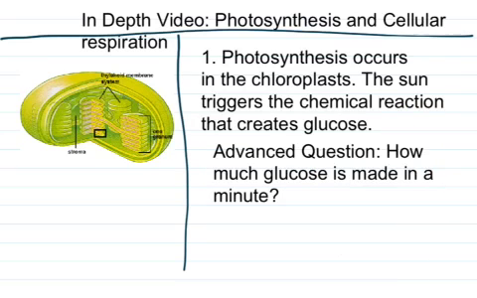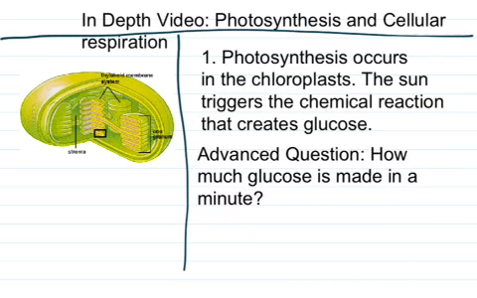What I want you to do is create an advanced question for each point you see today. My question here is, how much glucose is made in a leaf of a plant every minute, or inside of a chloroplast of each plant every minute? That's the kind of question that shows you're thinking about what you're writing, not just copying. Make sure you create an advanced question for every point in this in-depth video.